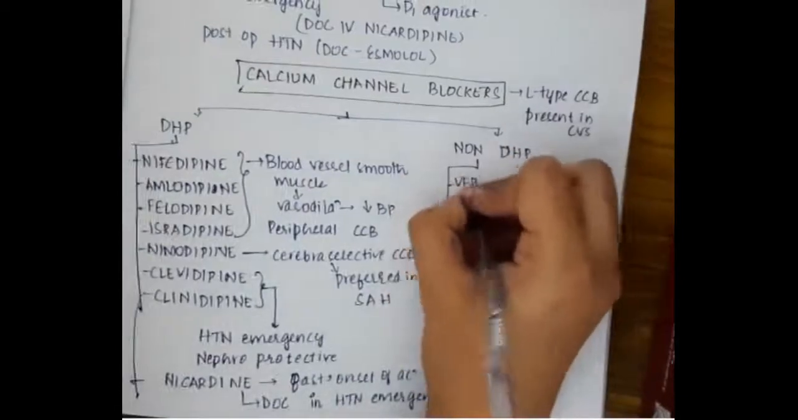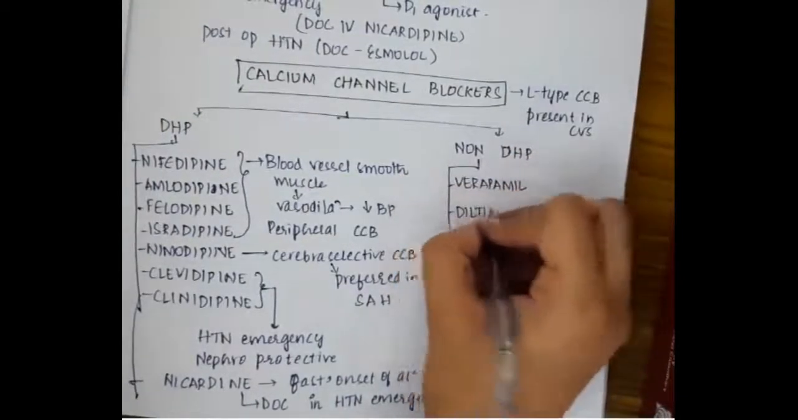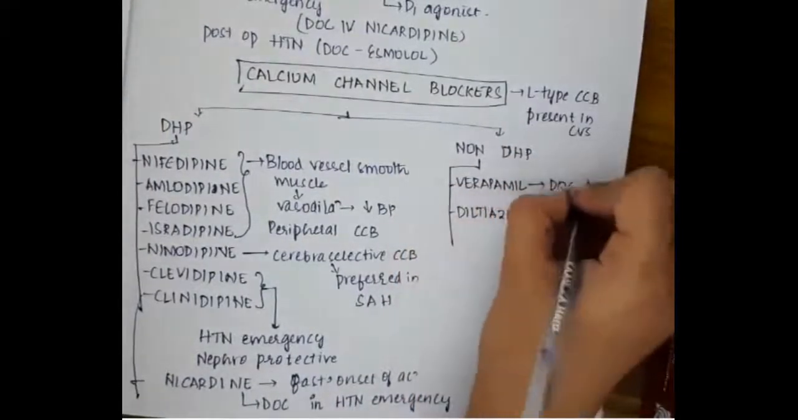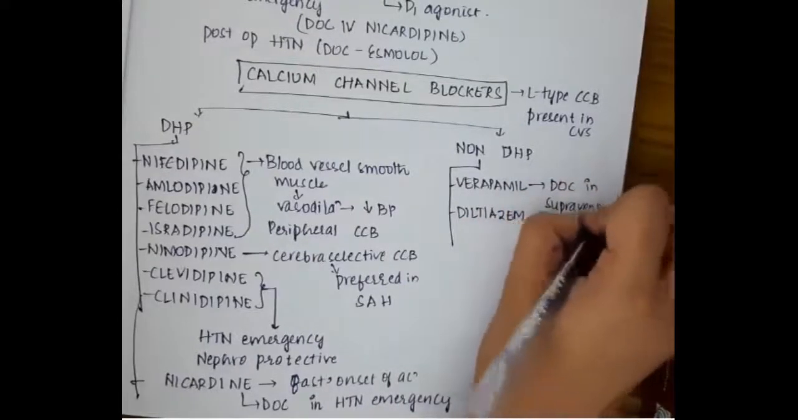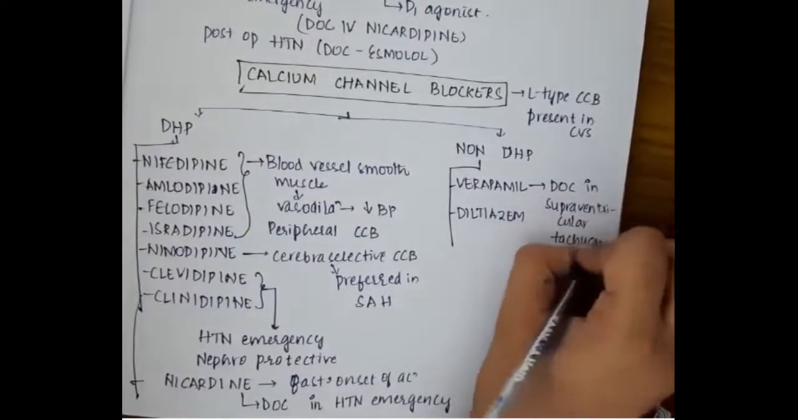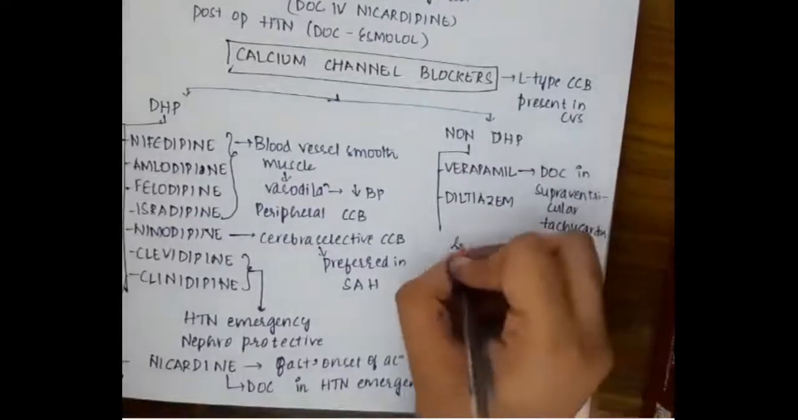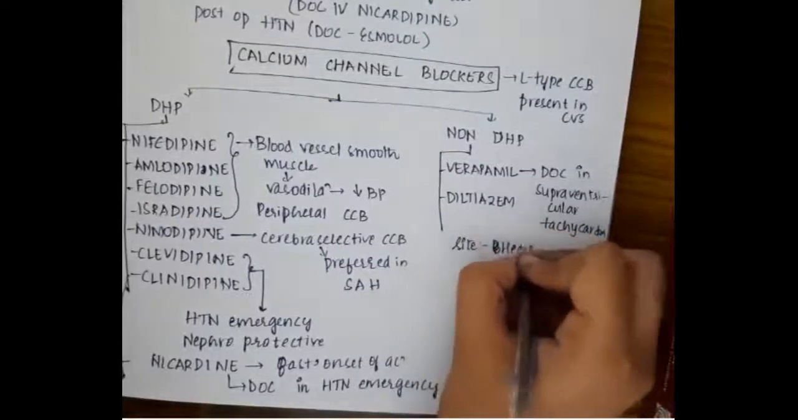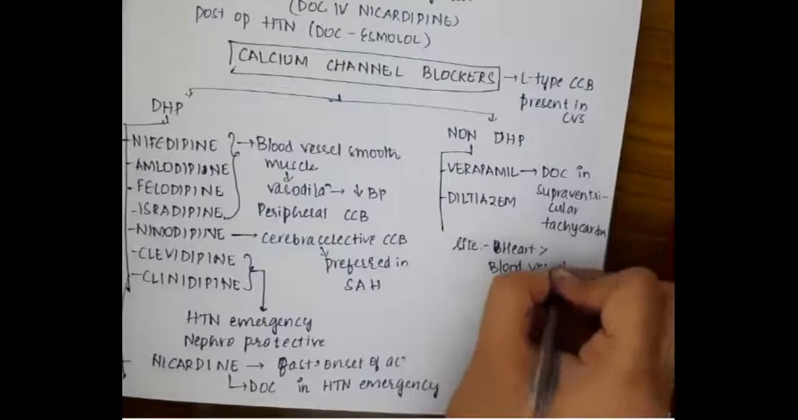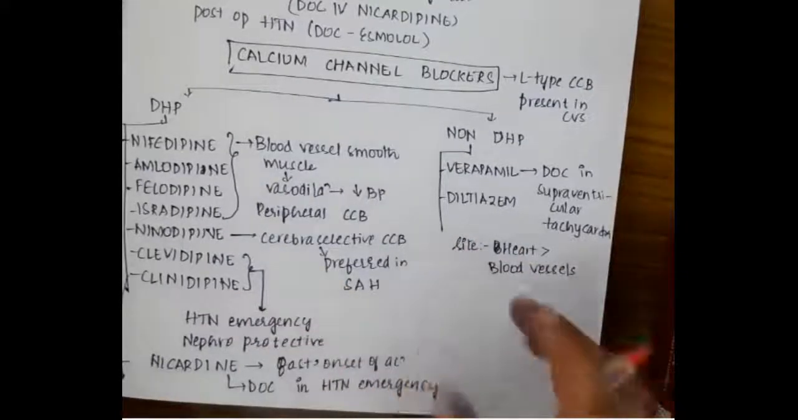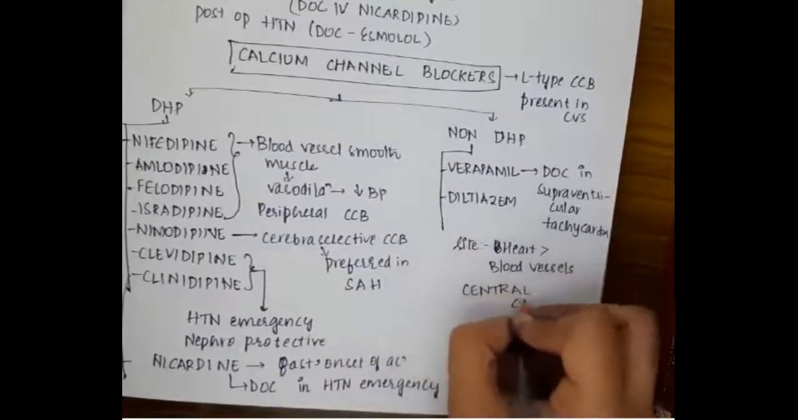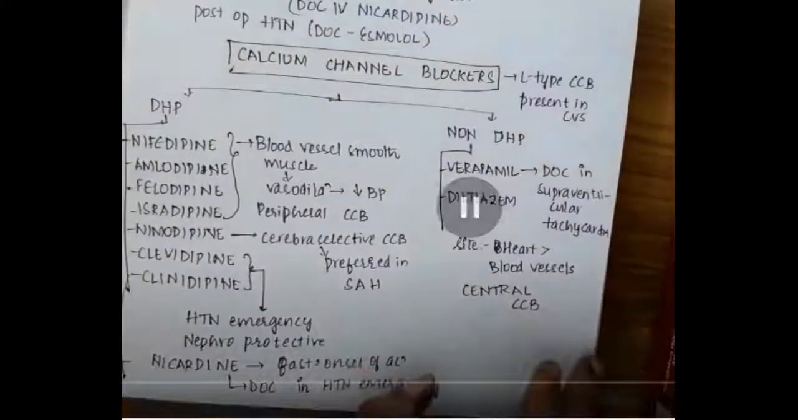Then we have non-dihydropyridines. In the non-dihydropyridines, we have the drug verapamil. Verapamil is used as the drug of choice in ventricular tachyarrhythmia. The site of action of the non-dihydropyridines, that is verapamil and diltiazem, is the heart more than blood vessels. Because they act mainly on the heart, they are called central calcium channel blockers.